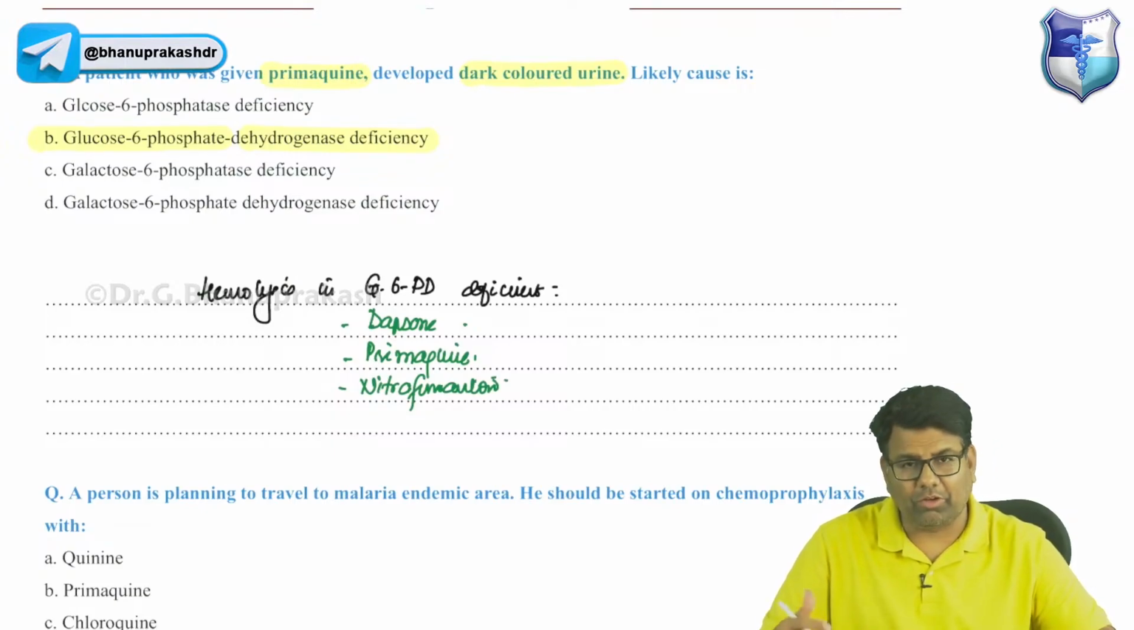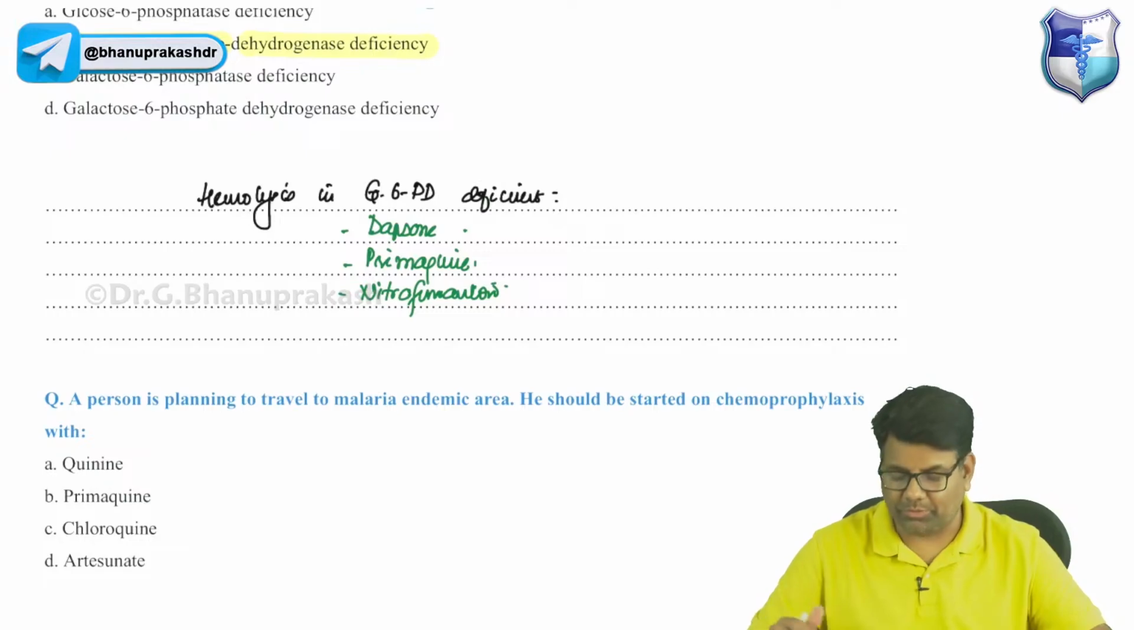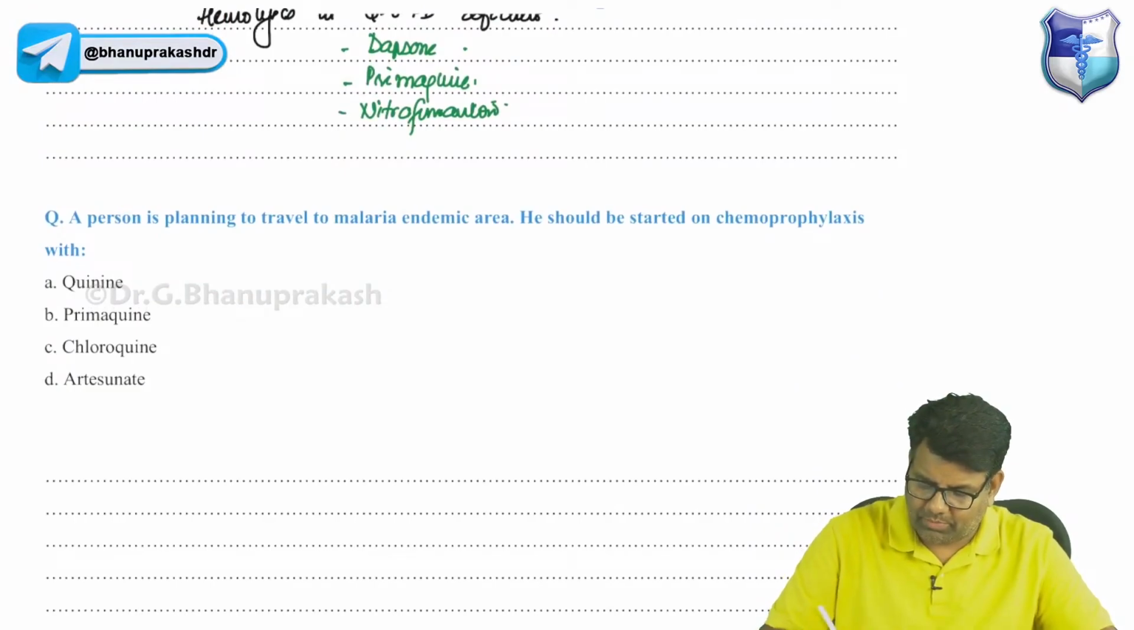So we have to be very cautious while using these drugs in a person who is a known case of G6PD deficiency. Yeah? The person is planning to travel to a malaria endemic area.